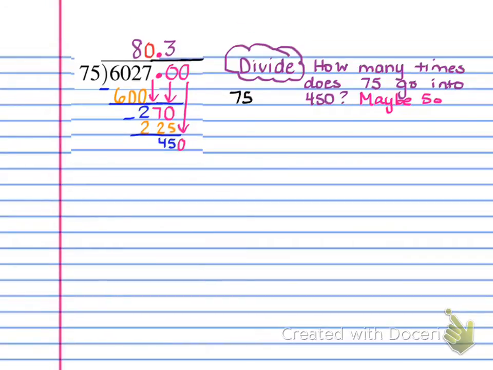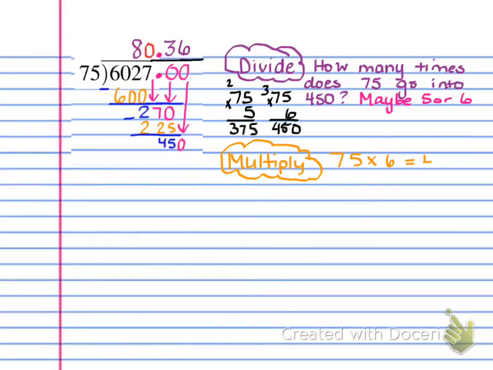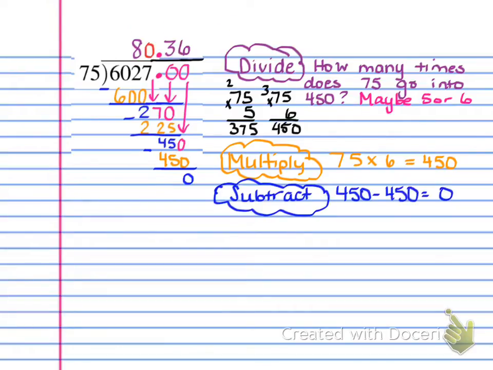Okay, and as you can see here, we've got how many times does 75 go into 450? Maybe about 5 or 6 actually, sorry about that. So now you can see where I've tried both 75 times 5 and 75 times 6. So you can see that 75 times 5 wasn't enough, so I tried 75 times 6 and I got 450, which is exactly what we need. So now we're going to do the multiplication. We're going to do the subtraction.